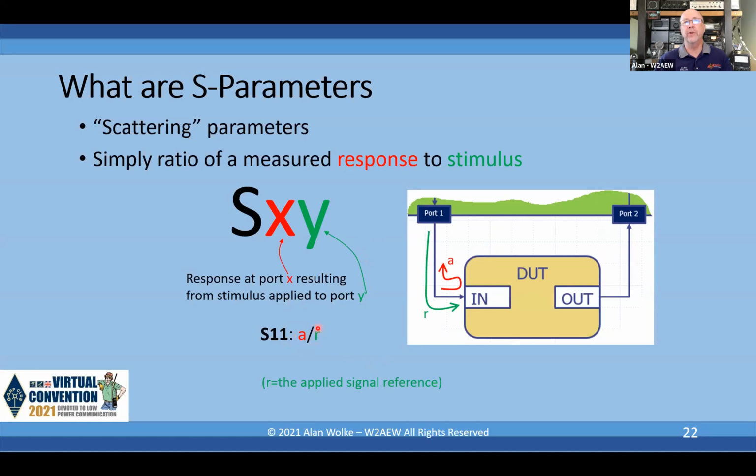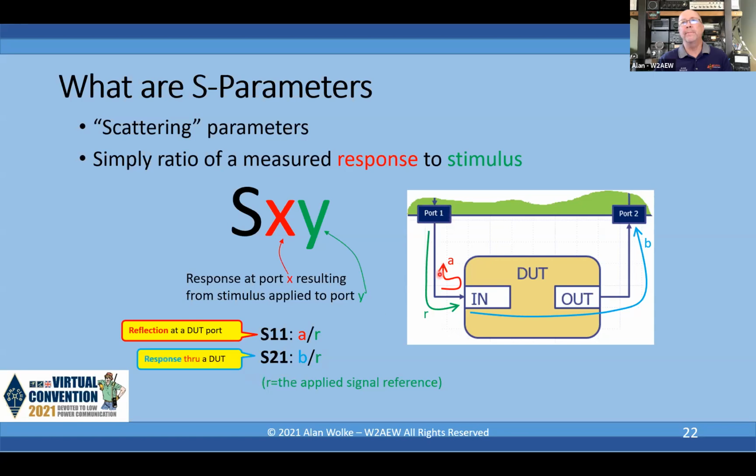So in a sense, S11, when you think about those receivers, is the result in the A receiver divided by the R receiver. Because I've got a signal being applied, being measured by the R receiver. I've got a reflection going back, being measured by the A receiver. That ratio is the reflection from the DUT port, that's S11, measured on port 1 from the signal supplied by port 1. S21 is the signal measured at port 2 from our reference signal being applied from port 1. So that's why it's called S21.